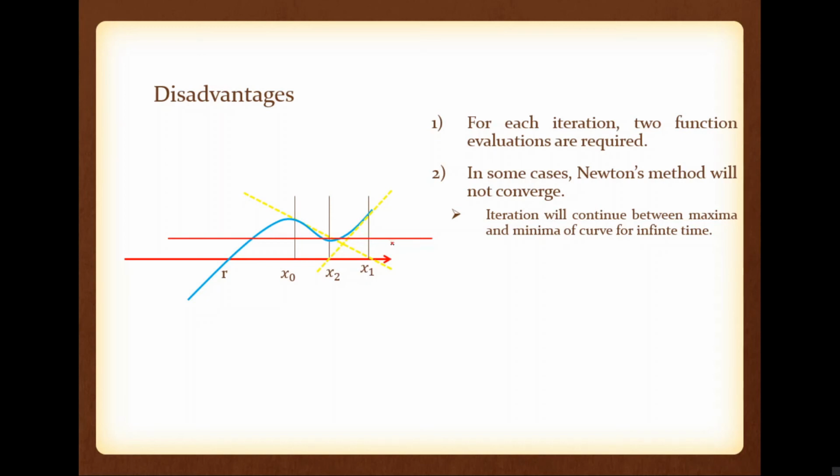So if you have a local minima and local maxima, the iterative value may lie within that local maxima and local minima.